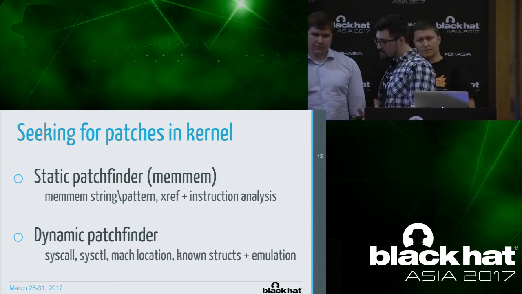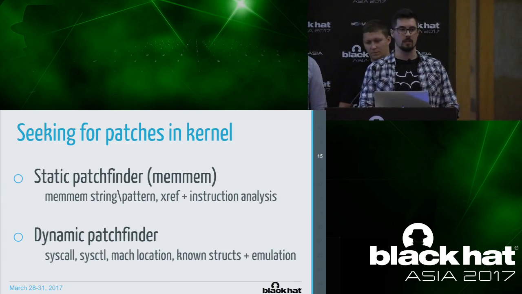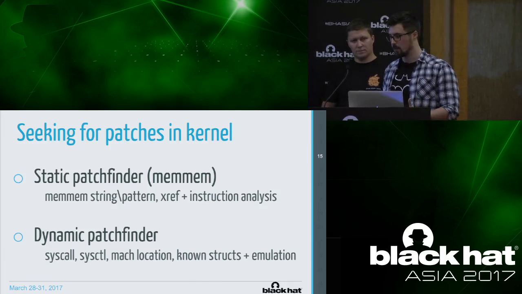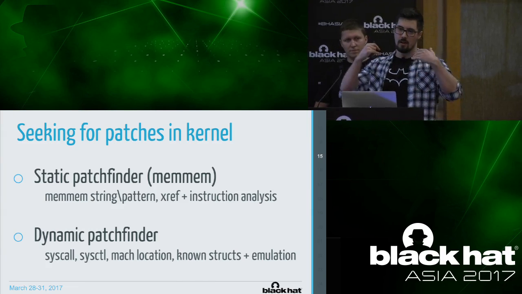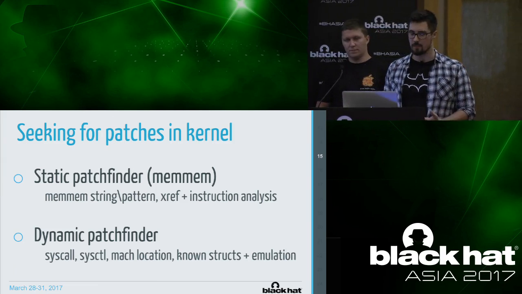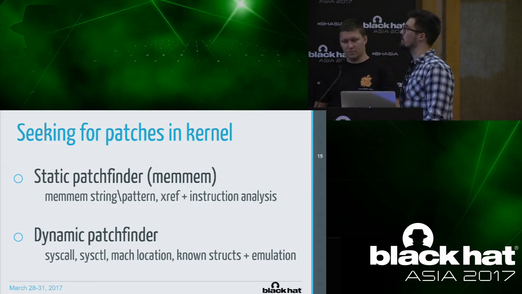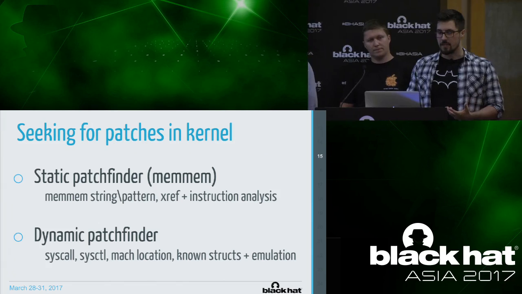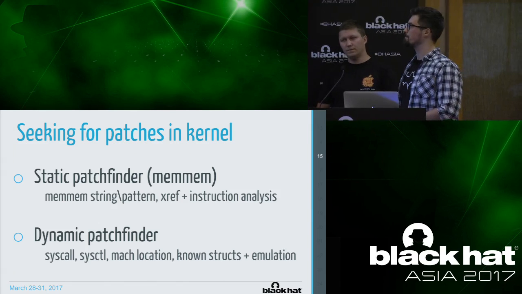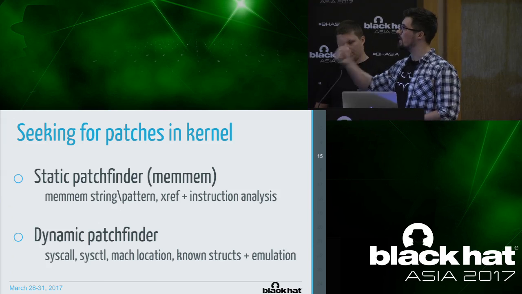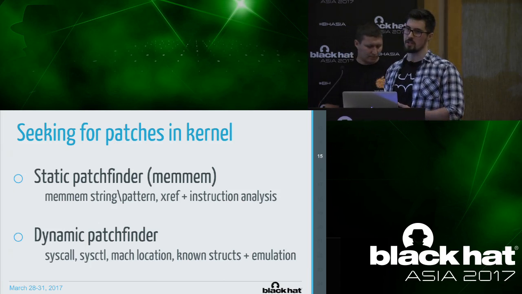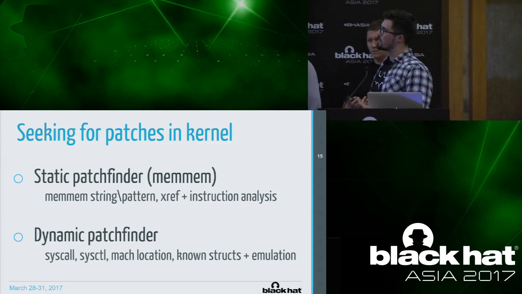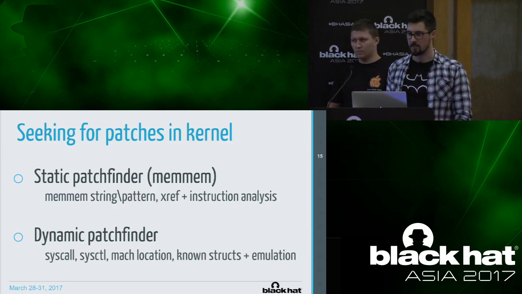The next problem is that there are so many kernel builds and so many devices, and making a table with all the offsets is not a trivial task. So we need to solve the problem of how to find the offsets for patches dynamically in memory. For these purposes, patchfinders are used. There are a few ways to make a patchfinder, static or dynamic. A static patchfinder is based on string or byte references. Then you find an xref to it and make additional instruction analysis to find a function start or an interesting variable. Again, it's not that good as it's based on pattern matching.